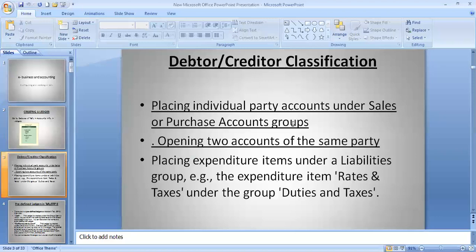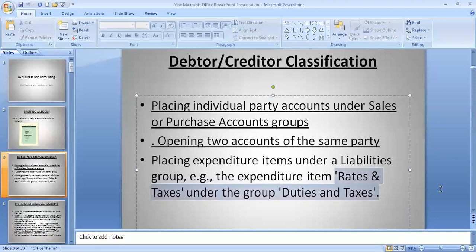So the credit information can also be given and the debit information can also be given here. And the next is placing expenditure items under the liabilities group. Example, expenditure items such as rates and taxes under the group duties and taxes, which means in which group all the expenditure should appear. See here, there is rates and taxes information, okay?